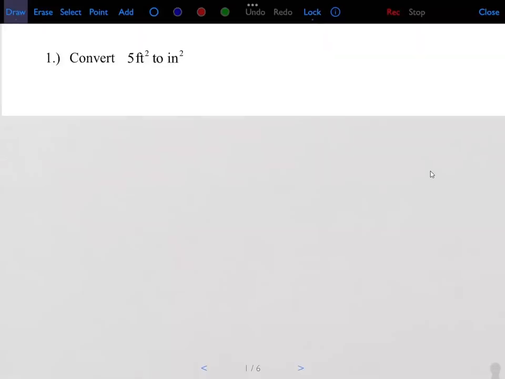So in this video, I want to go over the solutions for the in-class practice for the conversion problems. Okay, so in this first problem, you're given an area, in this case 5 feet squared, and we want to convert that to inches squared. Okay, and we know the relationship between feet and inches, right? We know that there's 12 inches in 1 foot.